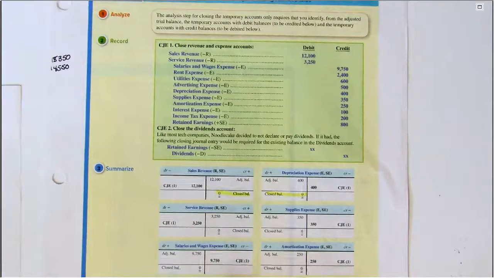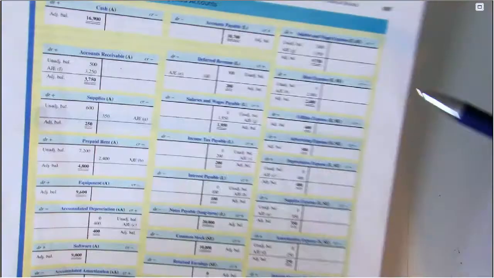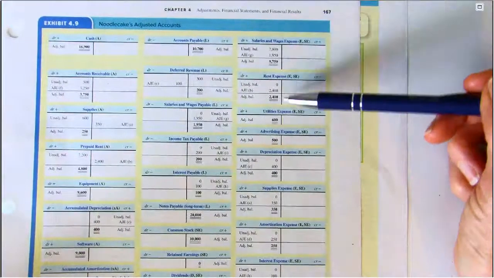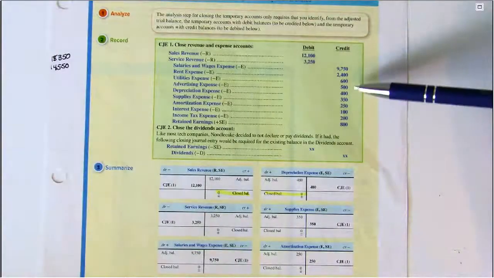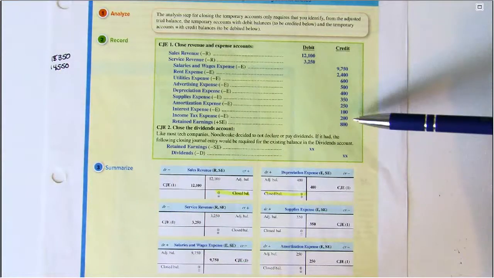Then we're going to take all of our expense accounts. These all have debit balances. We're going to do the opposite. We're going to credit each one of them. And when we credit them, for example, let's see, depreciation expense. We credit for 400. That causes the depreciation expense account to have a 0 balance, so that all of our expense accounts will be 0.